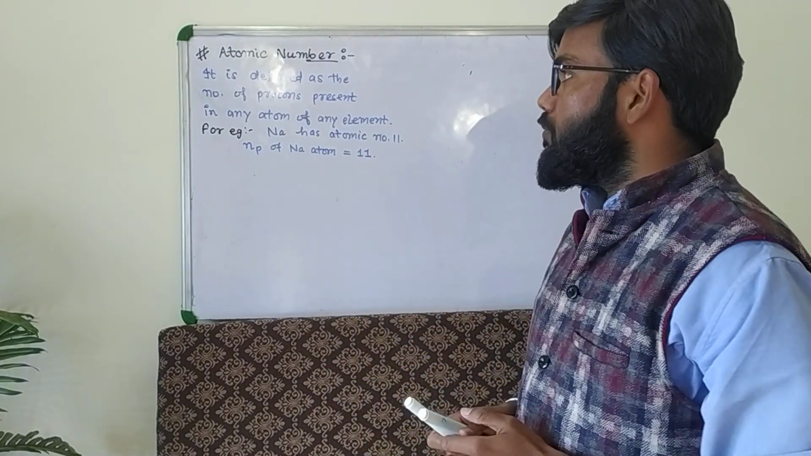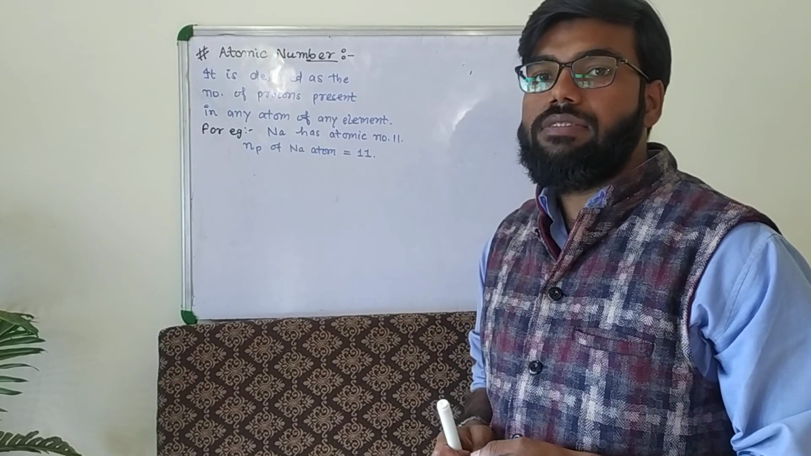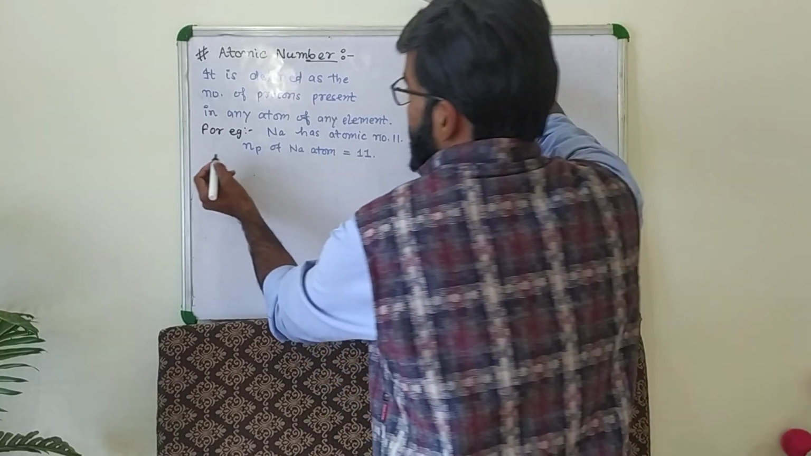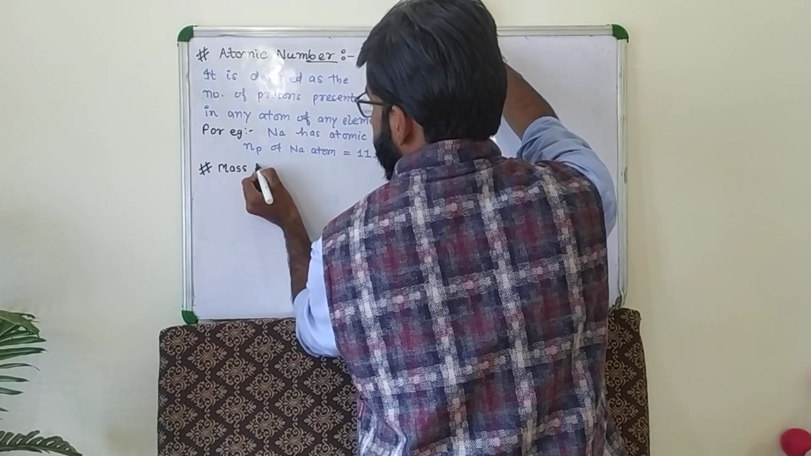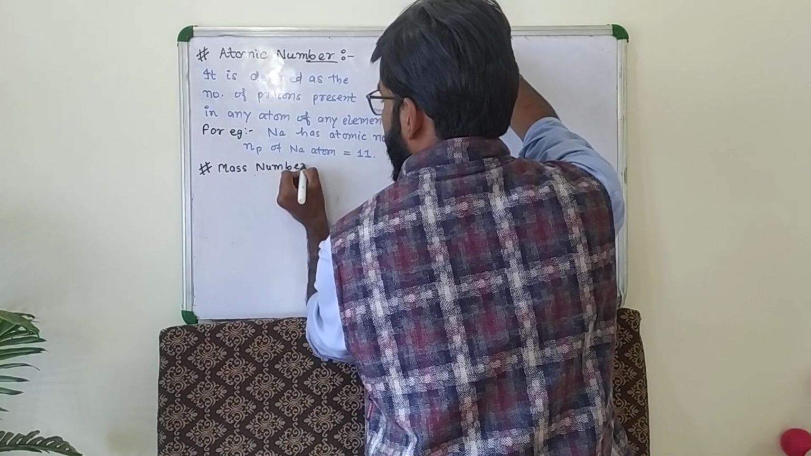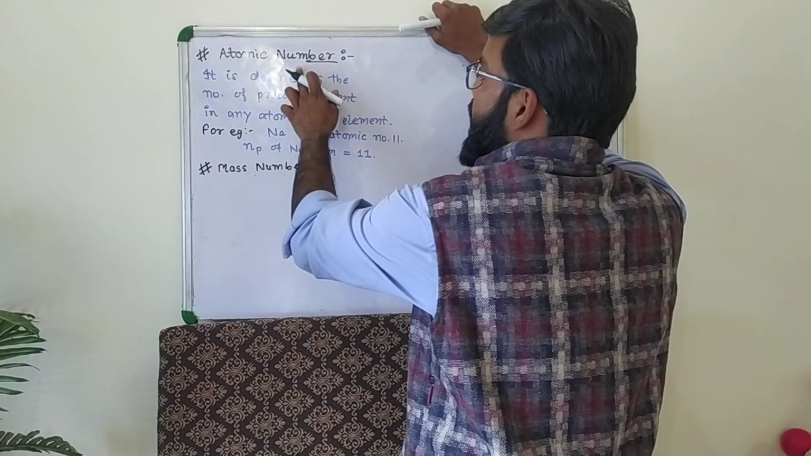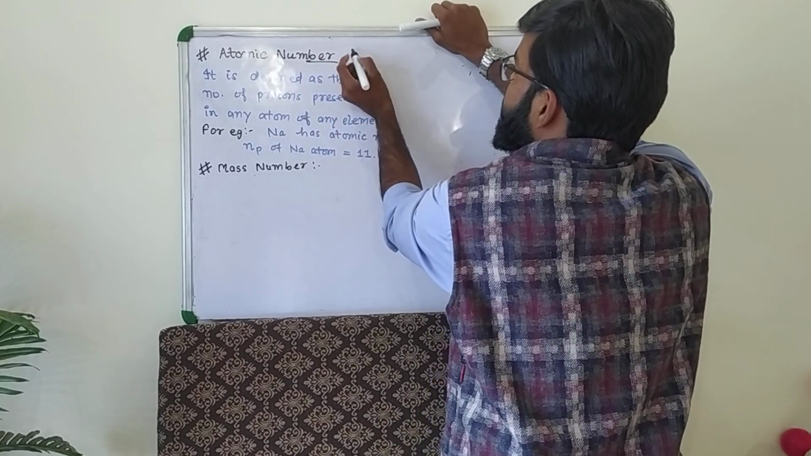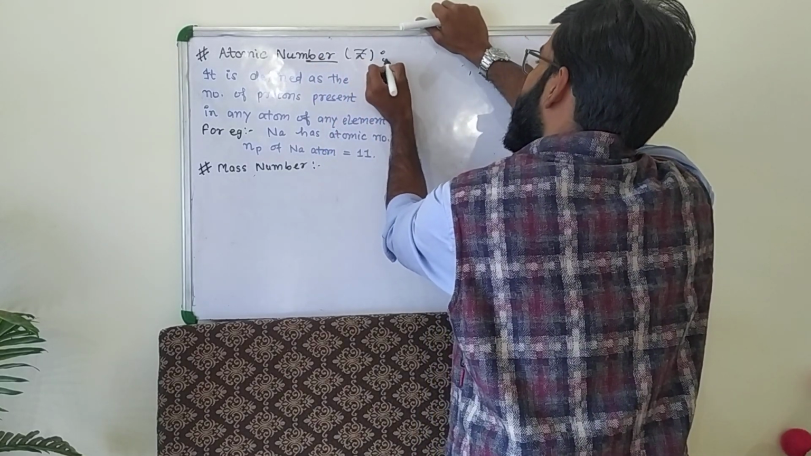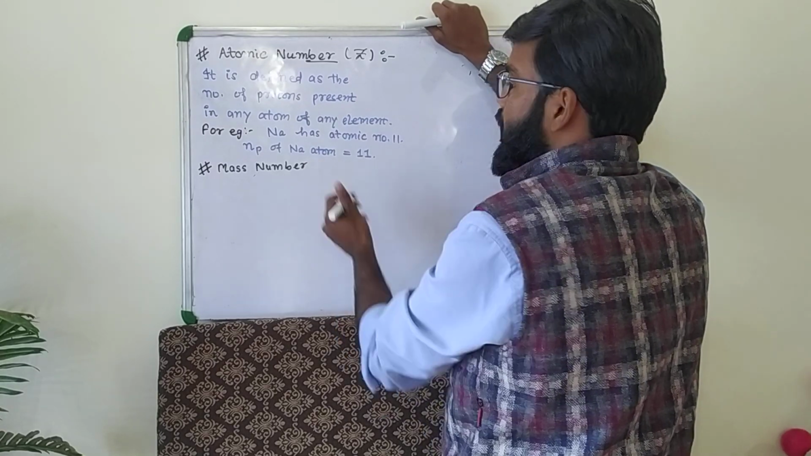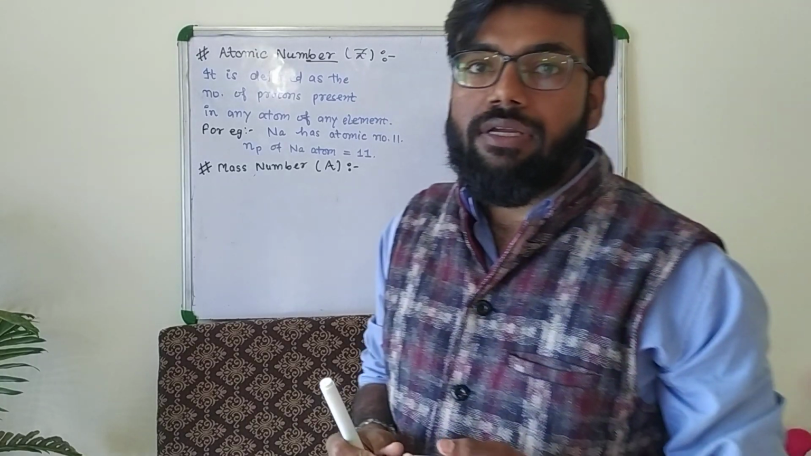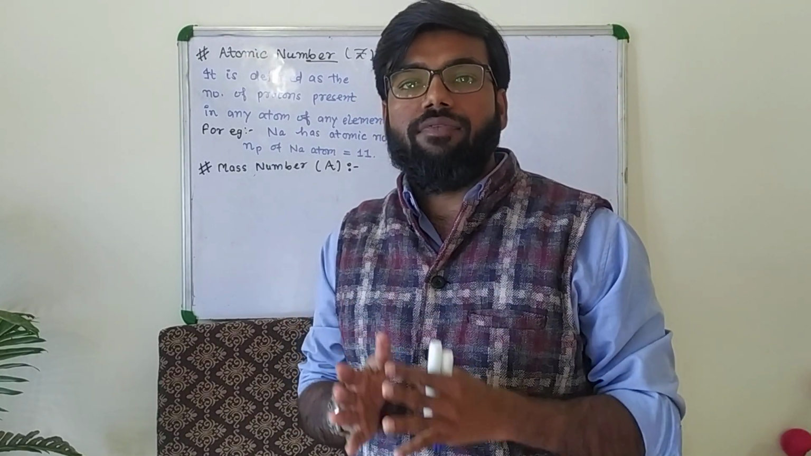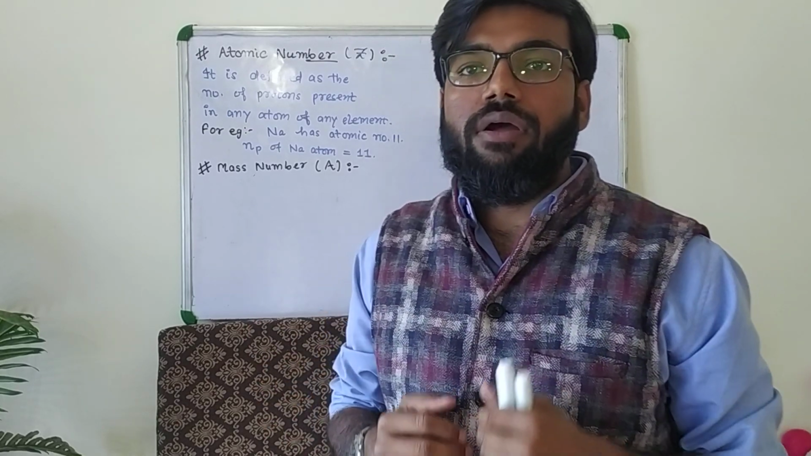The second terminology that we have to study is mass number. So what is the mass number? One more thing I have to add here. Generally atomic number is represented by Z. Similarly, mass number is generally represented by capital A. And what is mass number? It is the sum of the number of protons and neutrons present in an atom of any element.